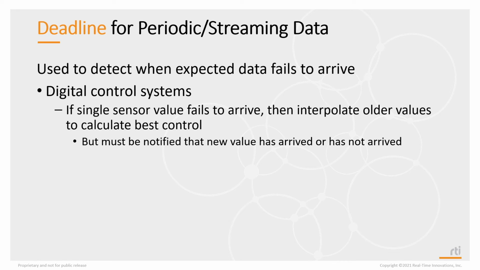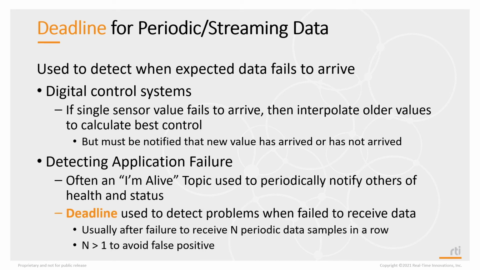If a single sensor value fails to arrive, the digital control system could basically use older data to try to calculate what it thinks the best control is now. But it needs to know whether or not it's got a new value or the new value didn't arrive in time. So the deadline QoS can help with that. More generally, application failure can be detected using deadline QoS.